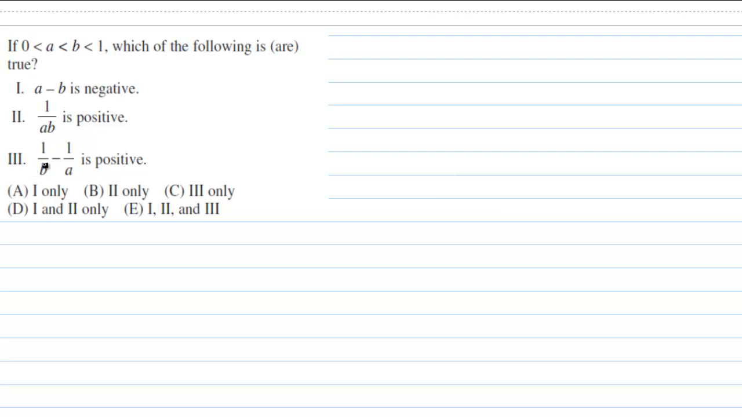The third one, 1 over B minus 1 over A is positive. So basically what we have to do is to check each one of these 3 givens. In order for you to do this, you need to use a technique which is called the plug-in technique. It's a very useful technique, and it's simply a tool in SAT that we use to work out certain tricky problems.